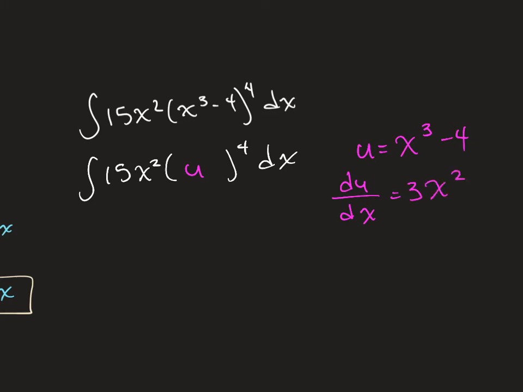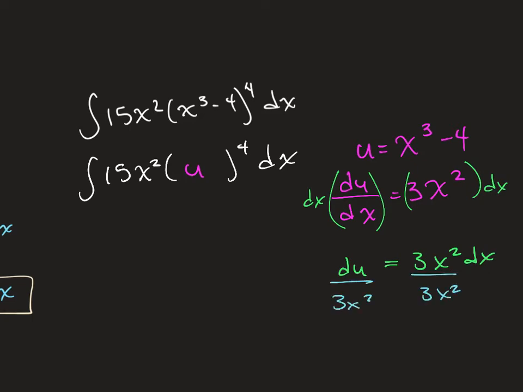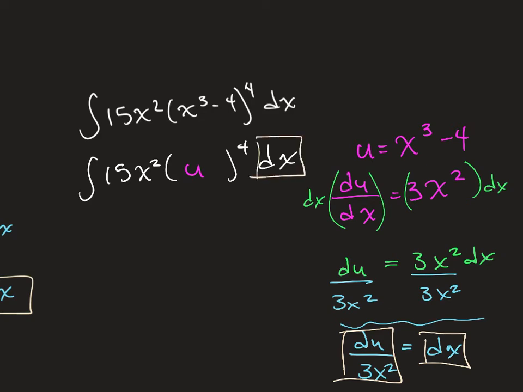And in this case, I'm going to do a little bit more over here. I'm going to multiply by dx, which would get me du equals 3x squared dx. I'm going to divide by 3x squared, and that would give me that dx is the same thing as du over 3x squared.